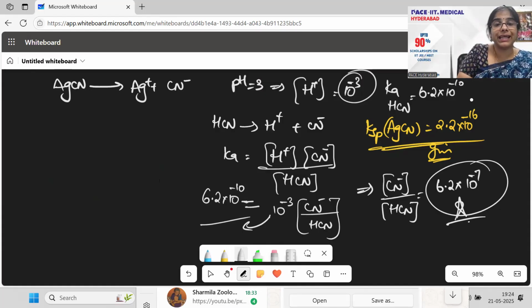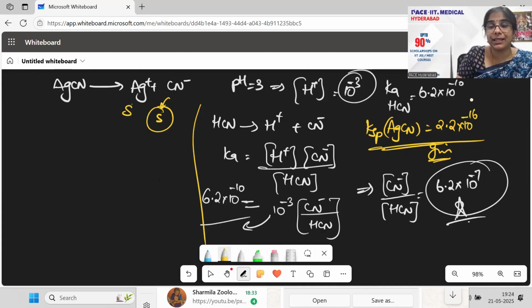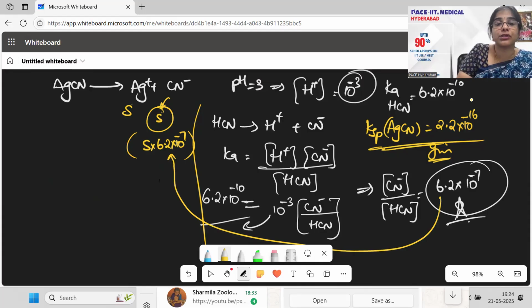अब पूछा क्या है, AgCN के बारे में. This is my salt hydrolysis के बारे में. Cyanide तो मेरा X है, I don't know that S ले लेते हैं, and इसका भी तो S बनेगा. Okay, but cyanide मुझे यहाँ से भी तो मिल रहा है. I am getting it from here also, which means it is S times 6.2 into 10 to the power minus 7 because I am getting the cyanide from here also.